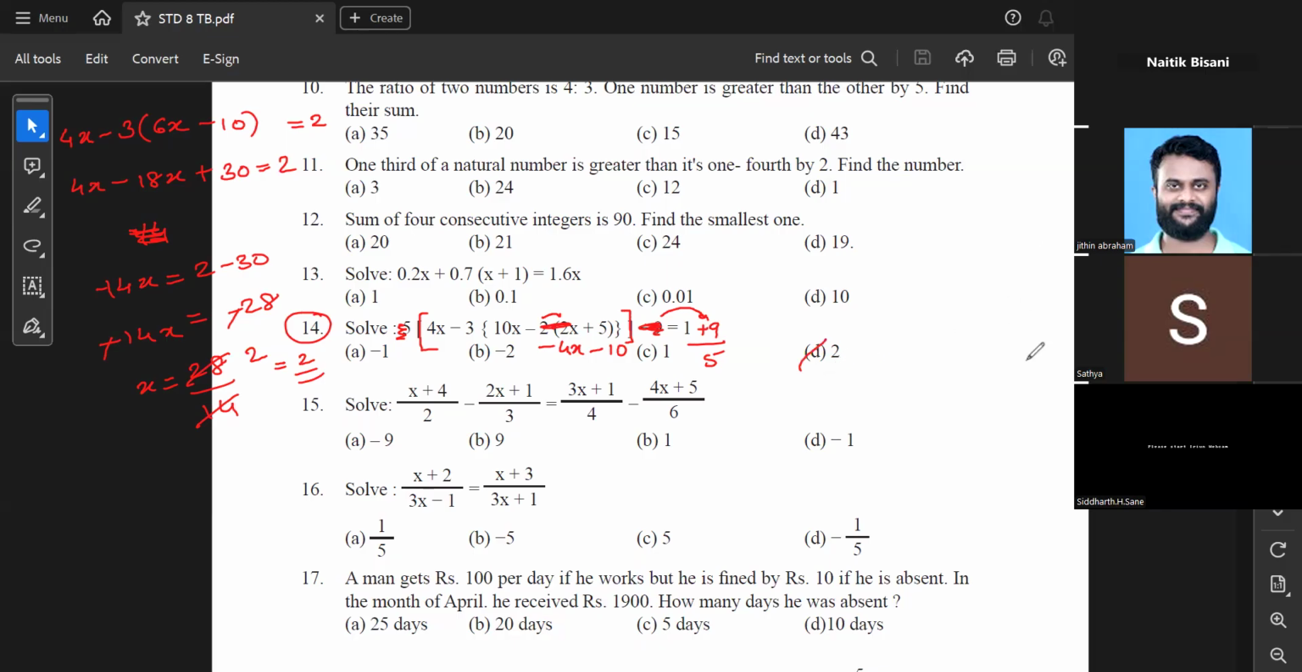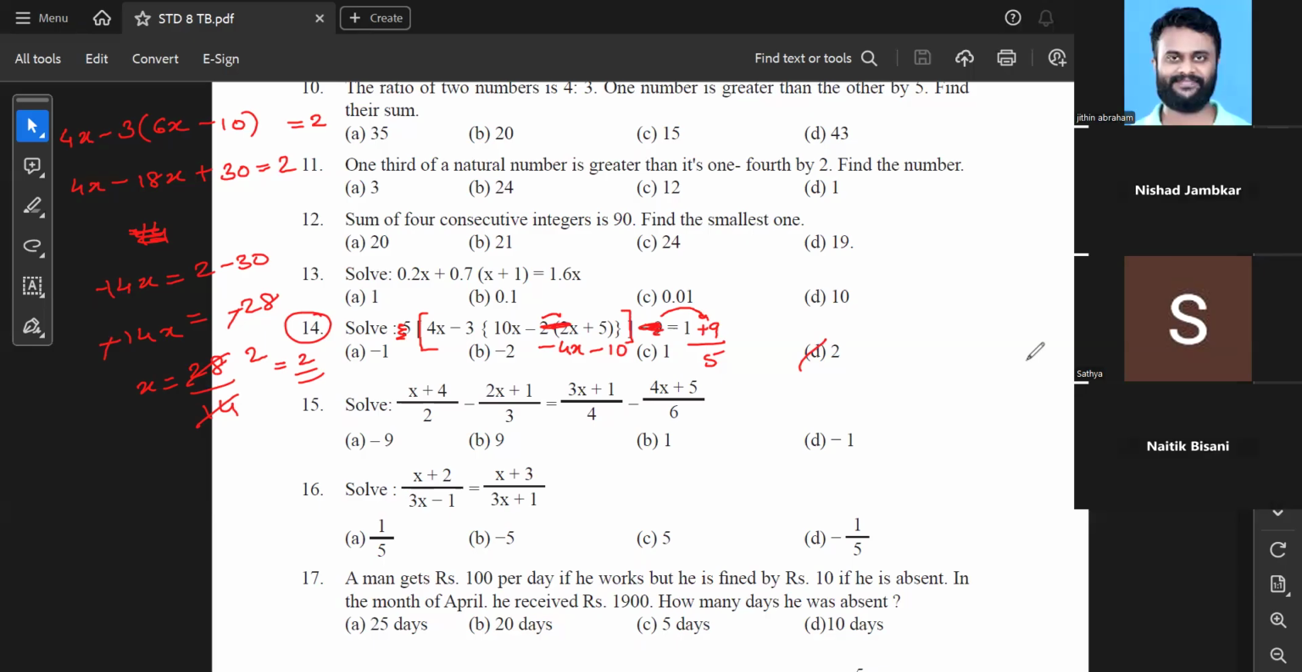Yes, Naitik, what's your query? It should be 10x minus 2 into 2x plus 5, right? So why did you multiply only 2 with 2x plus 5? Why did I multiply only 2? Because 2 alone was in multiplication with those terms, not the other numbers. The multiplication is only between these two numbers.